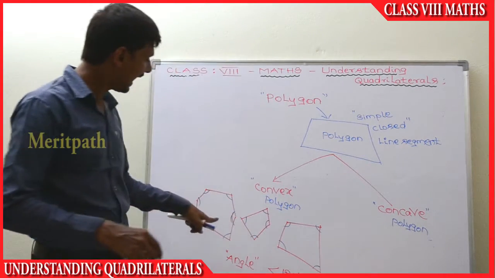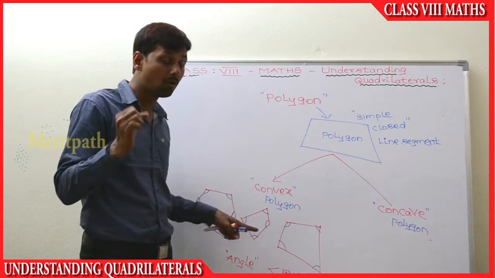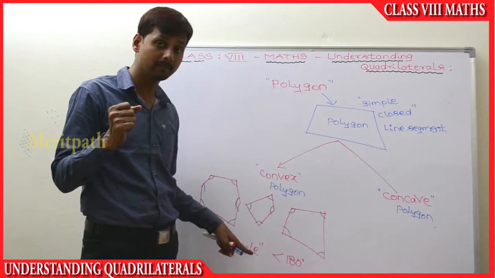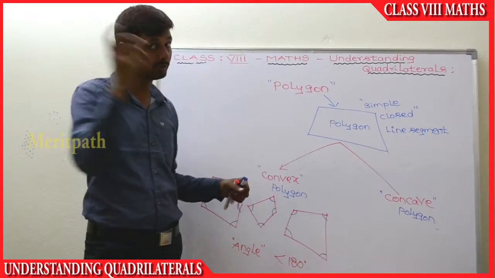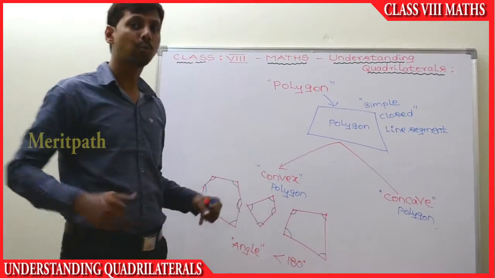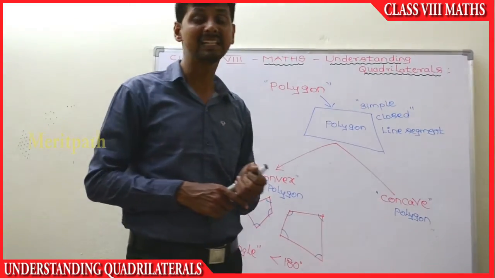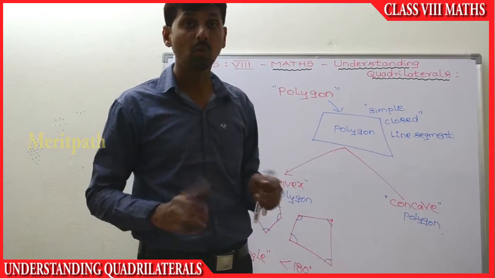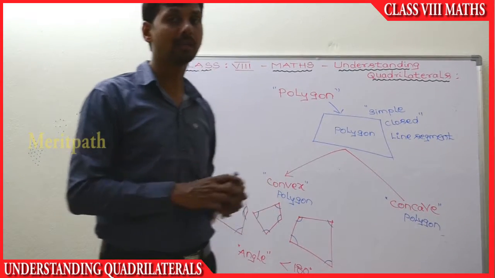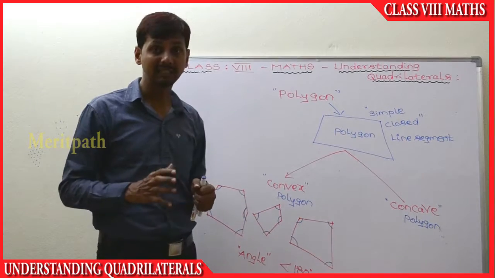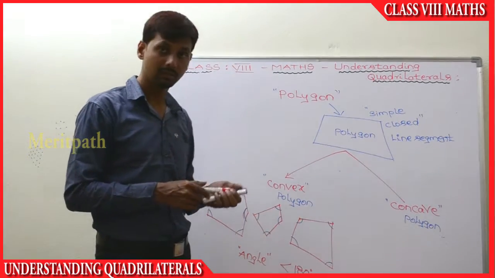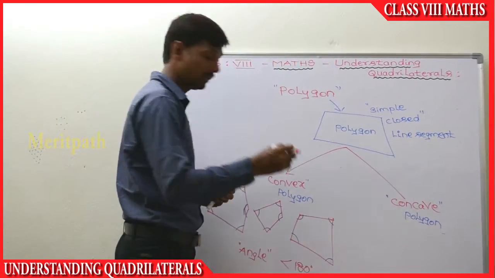Here, each angle of a convex polygon is less than 180. Just opposite to that, if one of the angles of a polygon is greater than 180 degrees, then we call the polygon a concave polygon. Let's see how the angle will form.